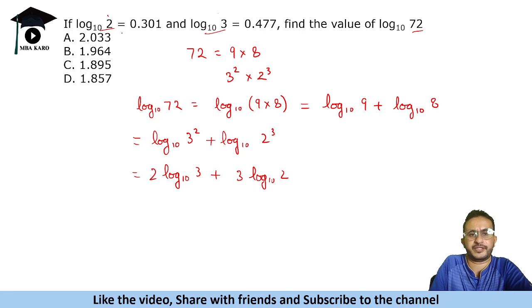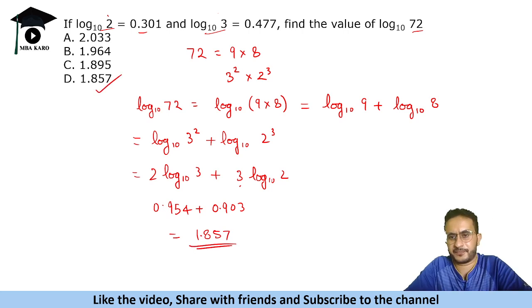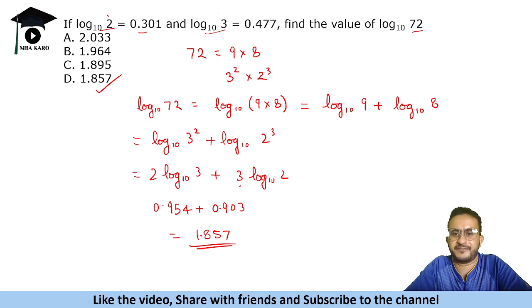So 2 log₁₀ 3, log₁₀ 3 is 0.477, it becomes 0.954, and 3 into 0.301, 301 into 3 is 903. So 0.954 plus 0.903 is 1.857. So 1.857 is the answer to this expression. So this is how we are given the logarithmic values of some numbers. We can find for the others, finding some relation between these numbers.